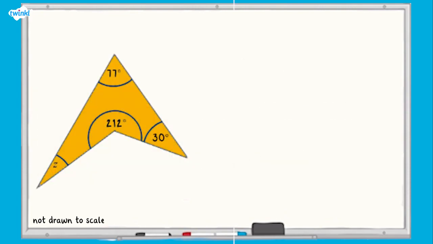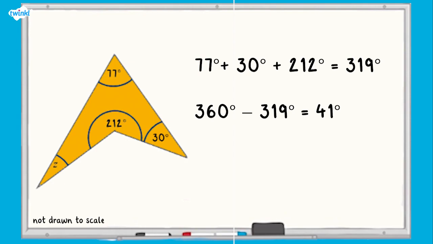To calculate angle Z, we need to add together the known angles. 77 degrees add 30 degrees add 212 degrees is equal to 319 degrees. We then need to subtract 319 degrees from 360 degrees, the total interior angles in a quadrilateral. This is equal to 41 degrees. Therefore, angle Z is 41 degrees.